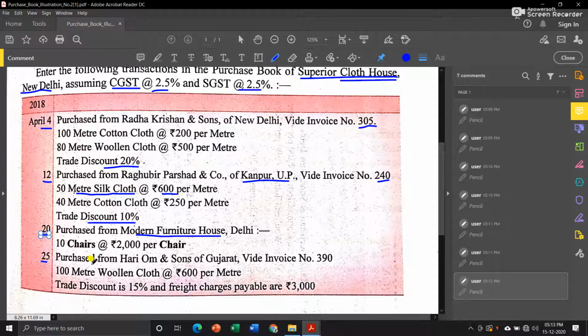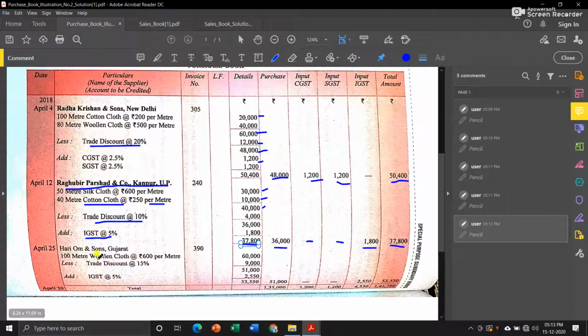It said that we purchased from Hari Om and Sons of Gujarat, that is another state. It means it is an interstate transaction. We purchased 100 meter woolen cloth at rupees 600 per meter, so we have to write the amount, that is 100 meter woolen cloth at 600 per meter, so 100 into 600 is 60,000.